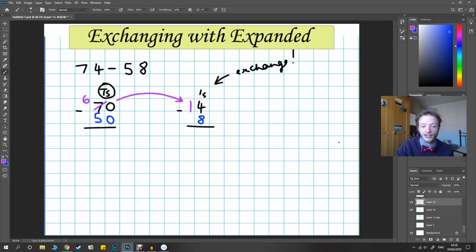I've then got 14 take away 8 in the ones column, and 60 take away 50 in the tens column, so it still works, everything works. Now I've got my biggest numbers on the top, and my smaller numbers on the bottom. 14 take away 8 equals 6. And 60 take away 50 is 10. Because it's my expanded method, I put the 10 and the 6 back together to make 16.